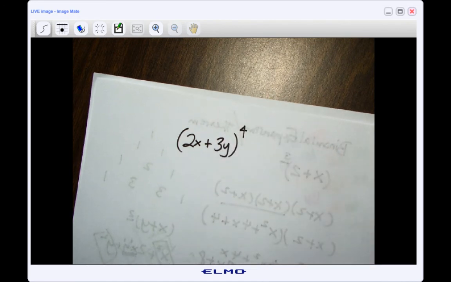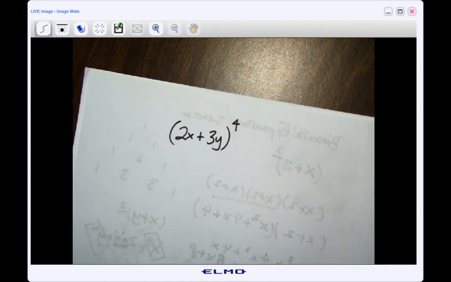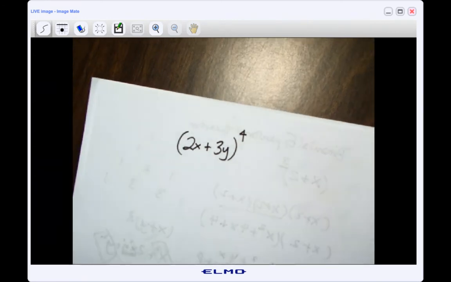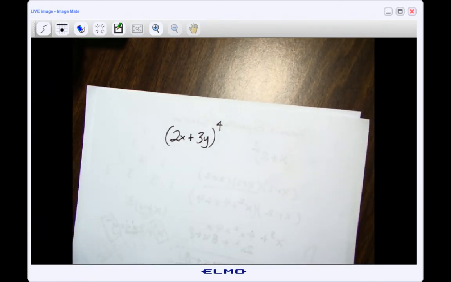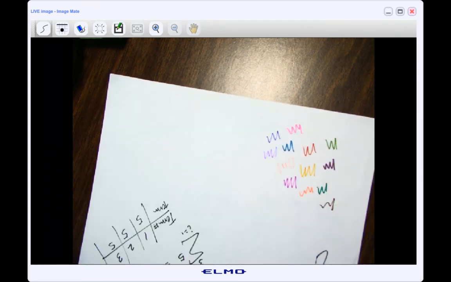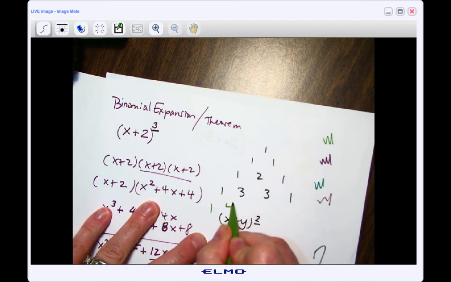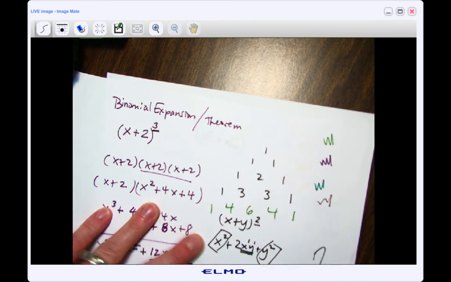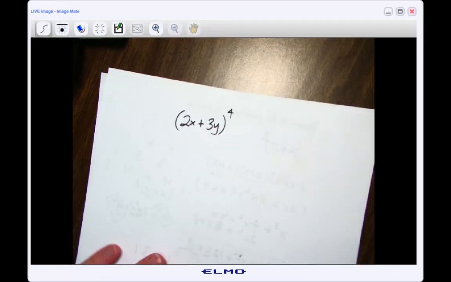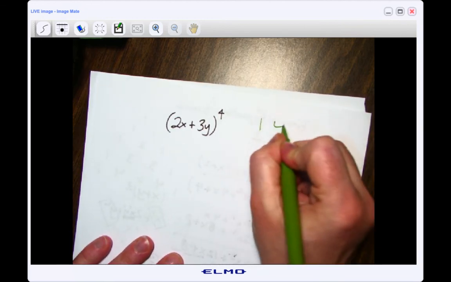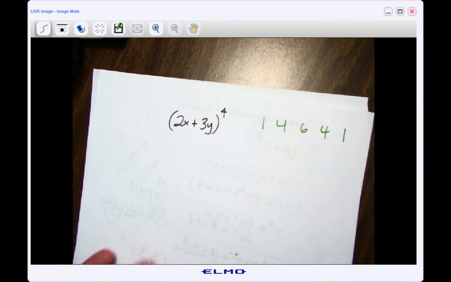Okay, so let me zoom out a little bit because I keep going off the page here, so just so you can see. Okay, so the first thing that I need to do is figure out my row in Pascal's triangle, and since I have it written here, I'm just going to do it here. It's going to be 1, 4, 6, 4, 1, right? So this is the row on Pascal's triangle that I'm concerned with. 1, 4, 6, 4, 1.